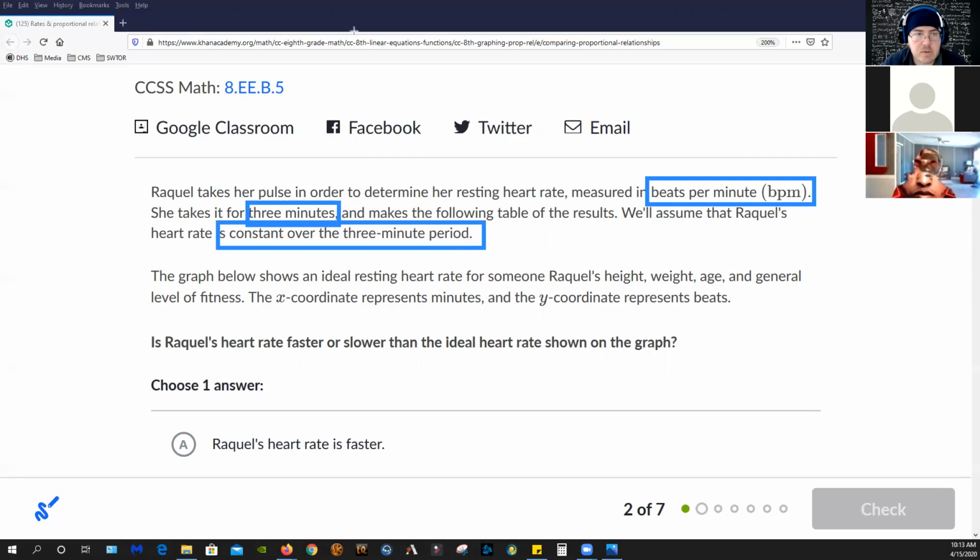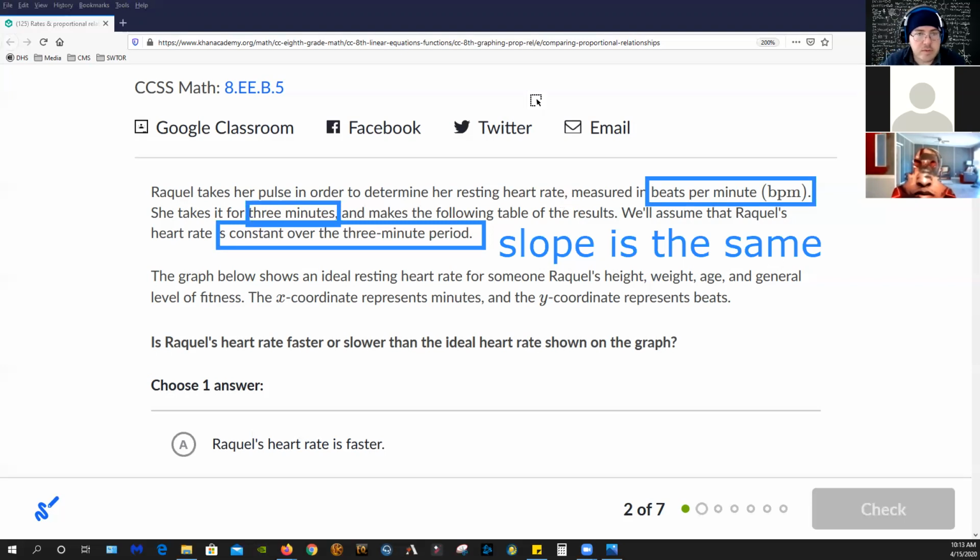So what they're saying there, when you see those words constant, Raquel's heart rate is at a constant rate, means the slope is the same. Because rates of change, speed, slope, they're all the exact same thing. The graph below shows an ideal resting heart rate of someone Raquel's height, weight, age, and general level of fitness. The x-coordinate represents minutes, and the y-coordinate represents beats.